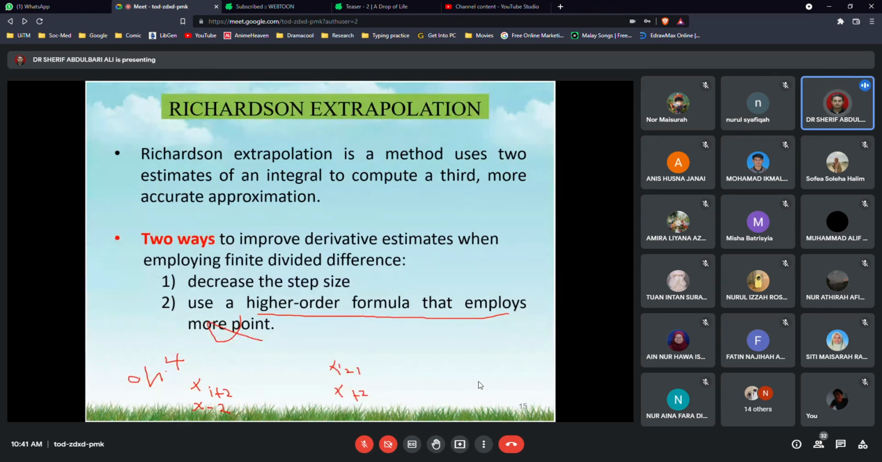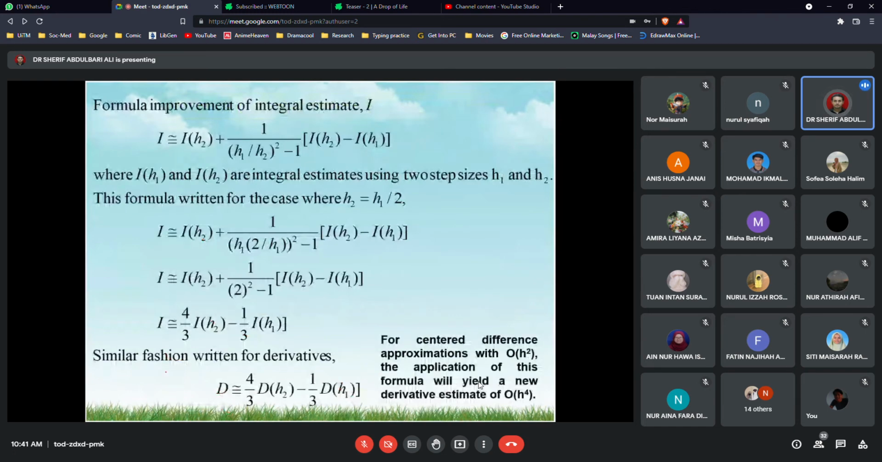Actually, Richardson is for the integral, not for the differentiation, but we can apply it to both at the same time. The formula is used to improve the integral estimates of I, where we have two integrals with two different step sizes, I(h1) and I(h2). So the integral estimates use two step sizes, h1 and h2, and h2 is half of h1. The equation we use for the integral is: 4 over 3 times the integral of the second step size, minus 1 over 3 times the integral of the first step size.